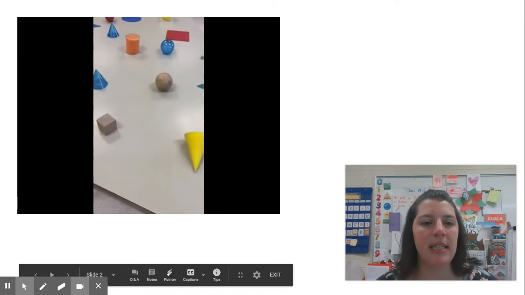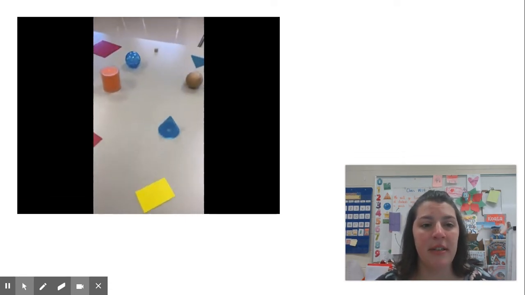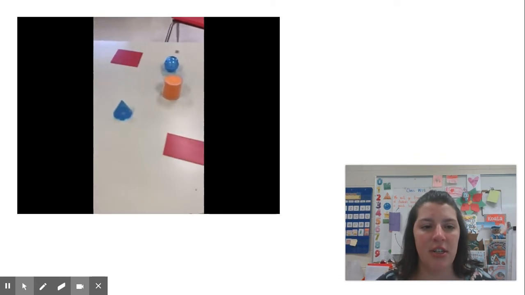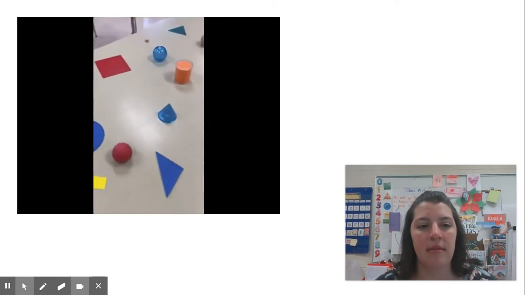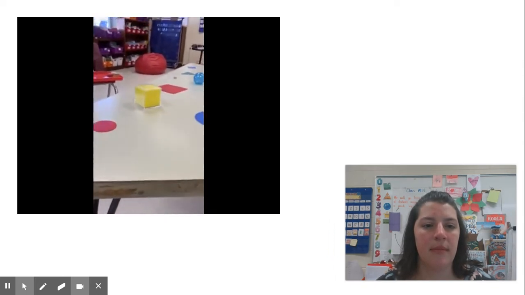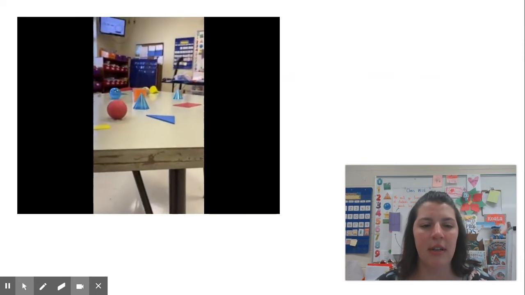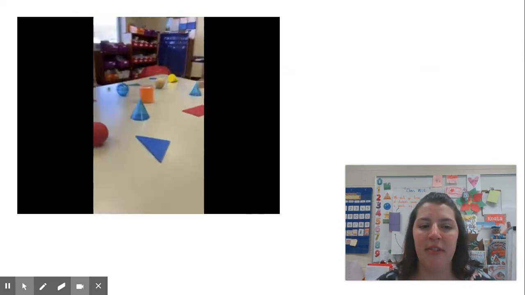Look at the shapes you see on the table. Do you notice anything that's different about any of these shapes? This is what it would look like if you were on the same level as the shapes, looking at them from the side.